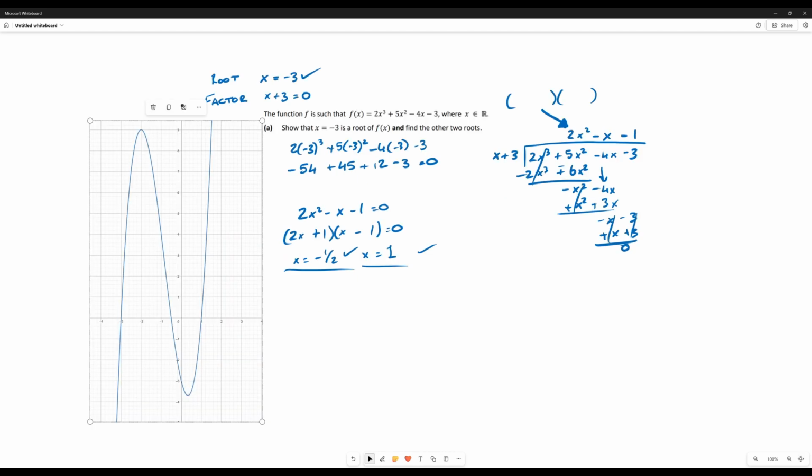Hey, look at that magic! It just showed up for you guys. Wow, so talented. Look, you notice it crossed over the x-axis at 1. That looks to be minus a half, and minus 3. 1, minus a half and minus 3. There you go. Happy days.